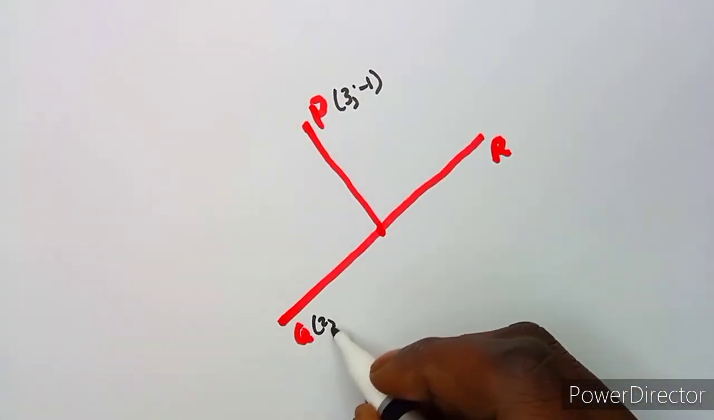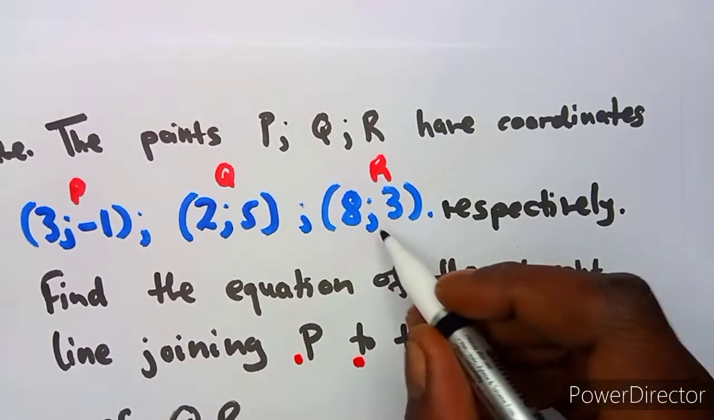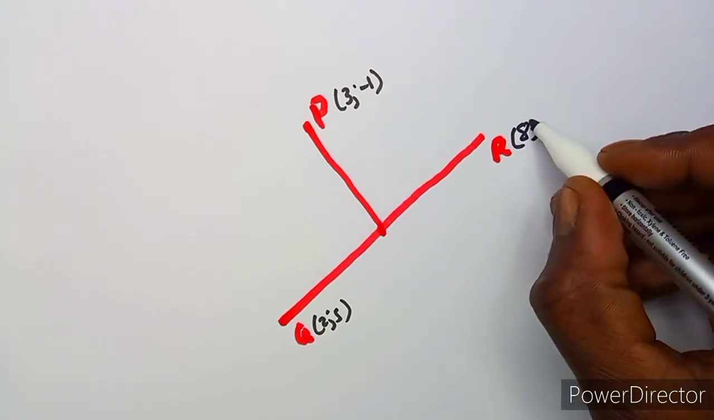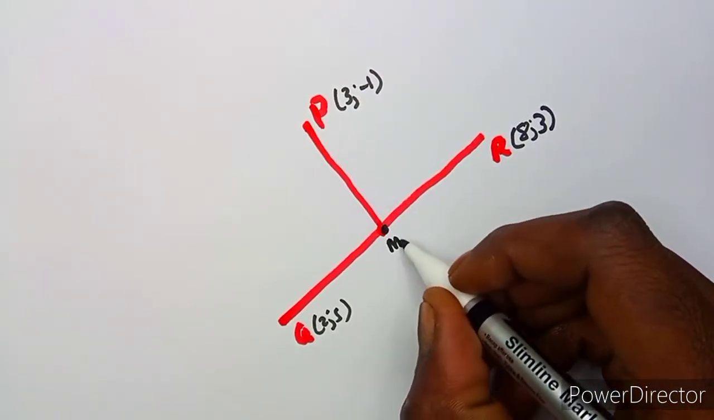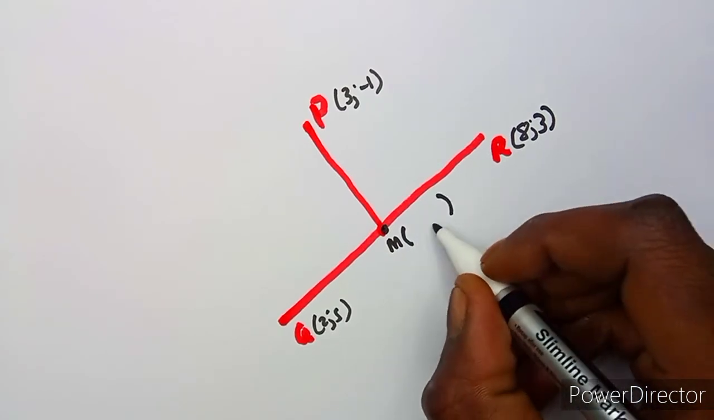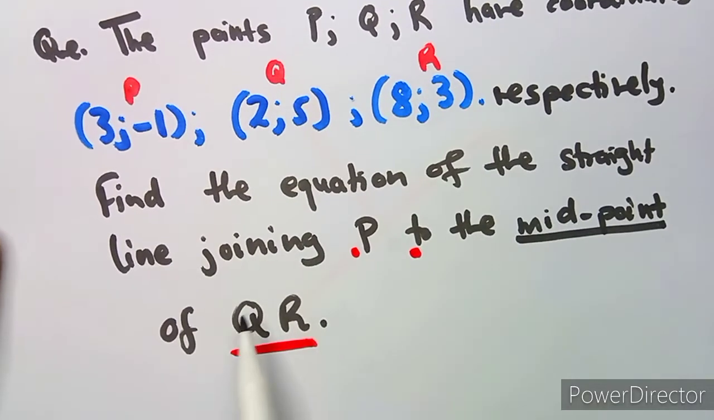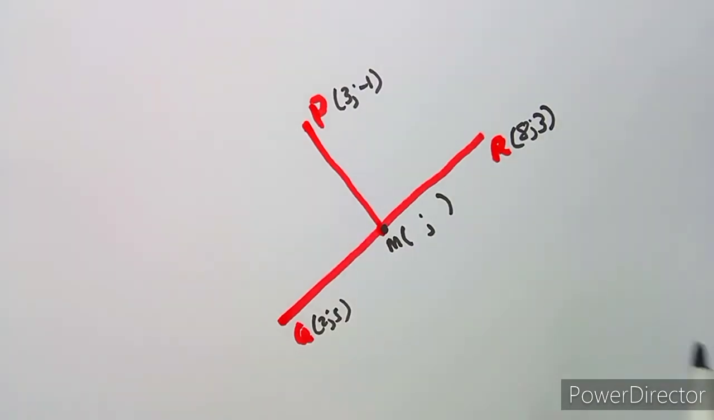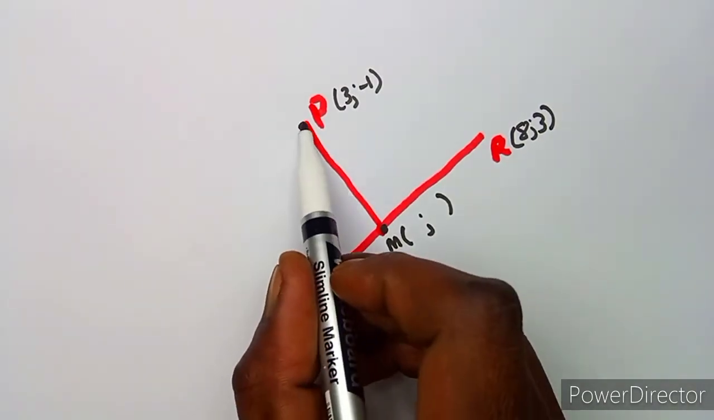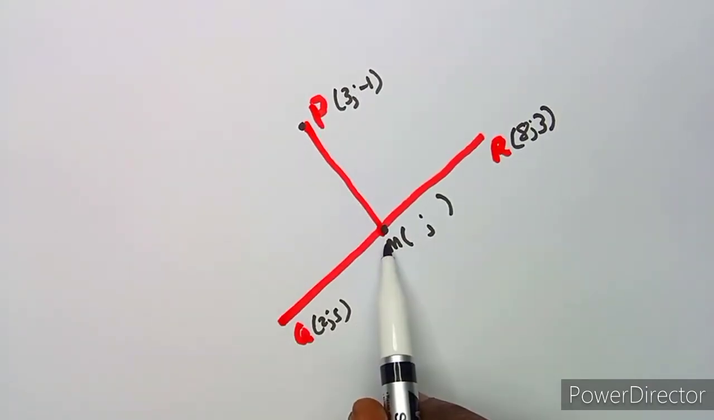This is my Q here, which is (2, 5), and this is my R here, which is (8, 3). All right, so this is what you have here. So this is your M, which is the midpoint of this line QR, because we are told that it is connecting this. We want the equation from P to the midpoint, because all that we have here is the point P, so we can't determine the equation of this line.